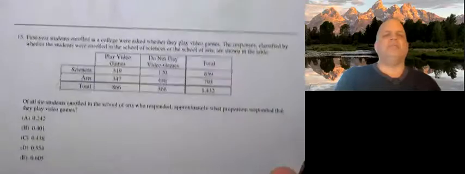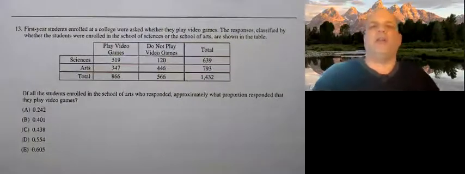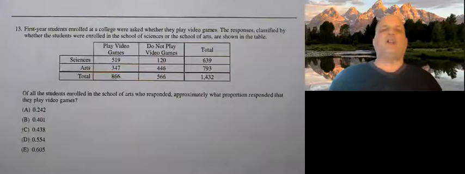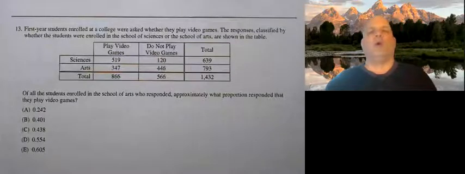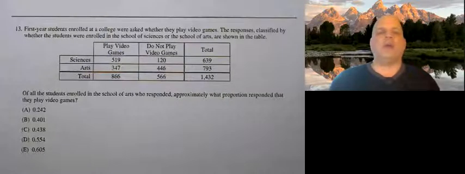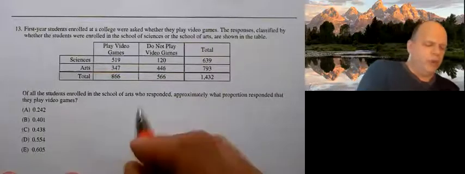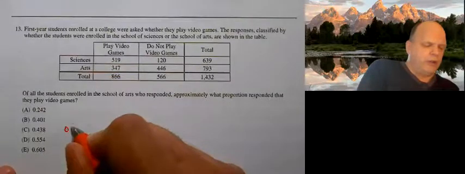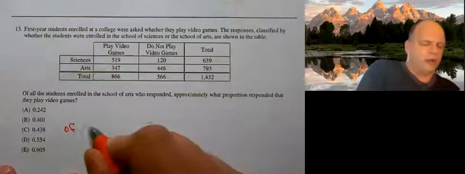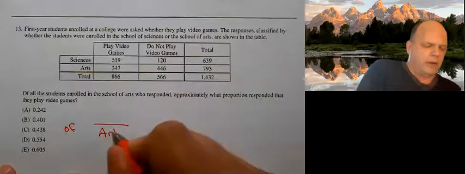For number 13, first-year students enrolled at a college were asked whether they played video games. The response is classified by whether the students were enrolled in the School of Sciences or the School of Arts, as shown in the table. Of the students enrolled at the School of Arts who responded, approximately what proportion play video games? So of, that's a denominator word. So of the arts, so we're going to put arts in the denominator.